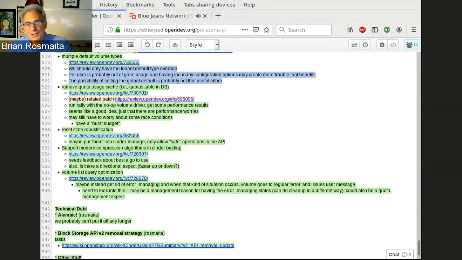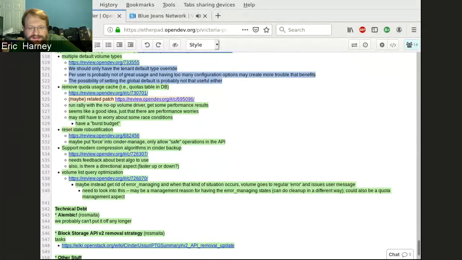Yeah, so if we get rid of the quotas table, then we wouldn't have to worry about that. So I don't know. Like I said, I think there probably is something to look into here as far as making things more usable, but I don't think it's quite as straightforward as the submitter was hoping at first.